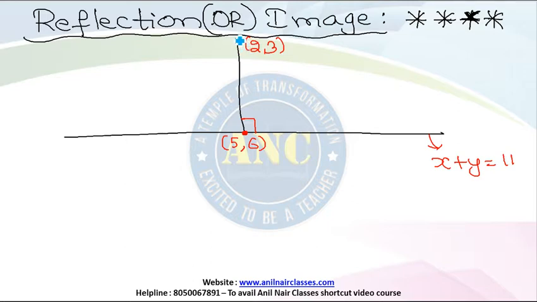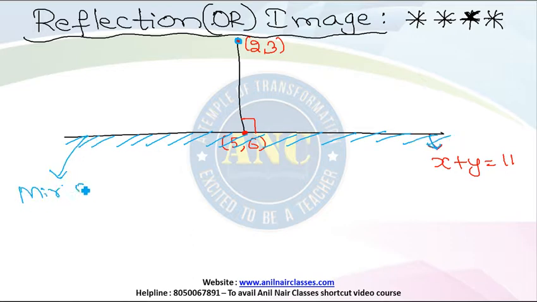I want to find the reflection of (2, 3), or the image of (2, 3), with respect to this line x + y = 11. Now listen to this carefully, sir. Can I say that this I will call my mirror? Suppose I assume this as my mirror.